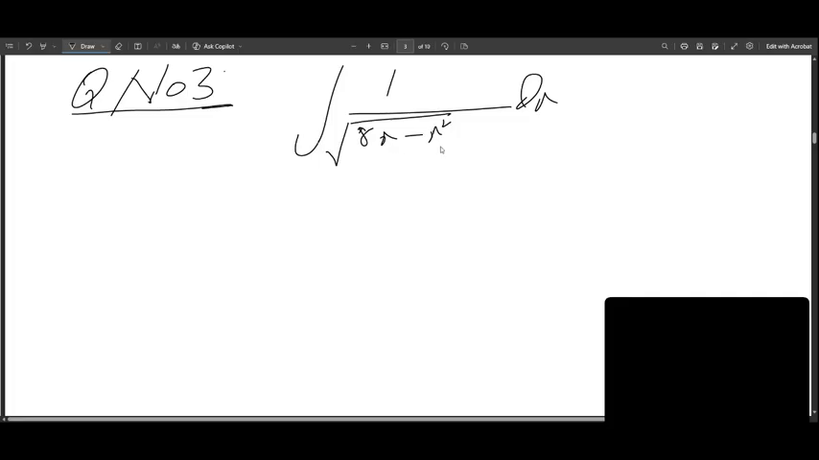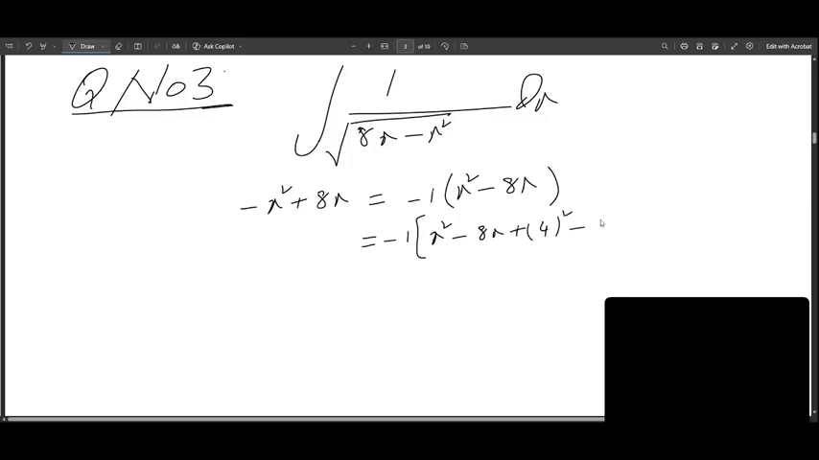We will take whatever we have inside the square root at the denominator, which is minus x square plus 8x, and we will take negative 1 out from here. It will turn into x square minus 8x. Now we will complete the square here. We will divide the coefficient of x, which is negative 8, by 2, and then take the square, which will be negative 4. So negative 4 square and 4 square is the same thing. So we will say 4 square minus 4 square.